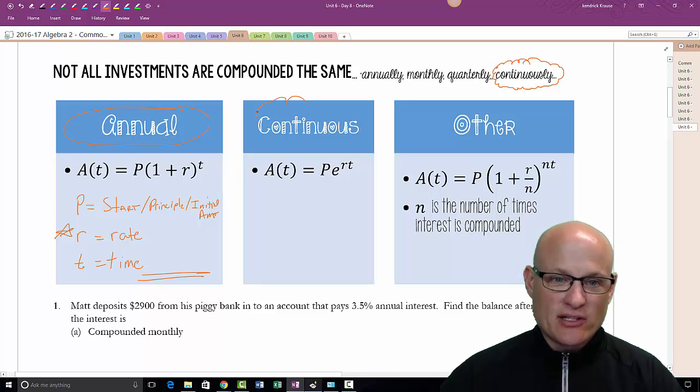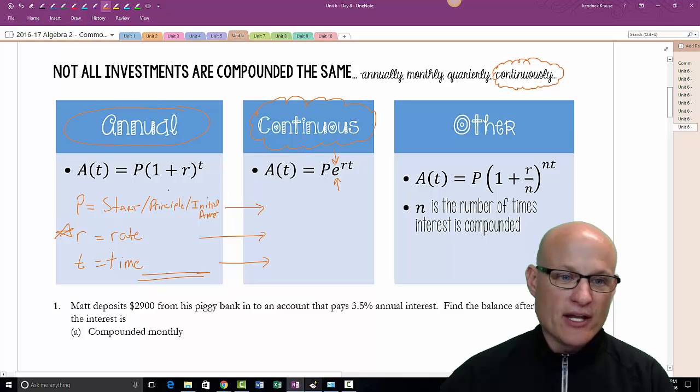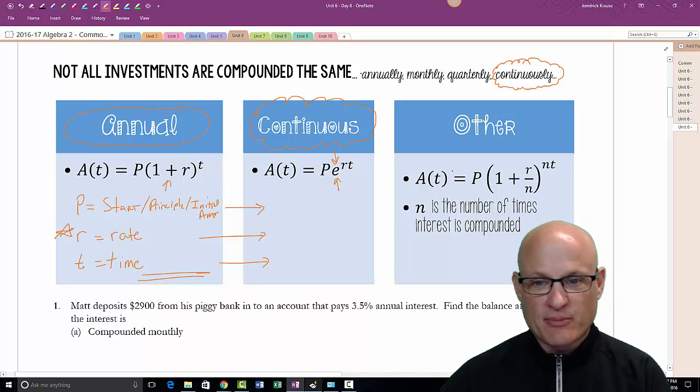Compounded continuously, they use this formula. Notice it's the exponential, the natural logarithm, where P is the same thing, R is the same thing, and T is the same thing. Nothing new there, other than the fact that it's now got a base of e rather than 1 plus r. That's my new base.